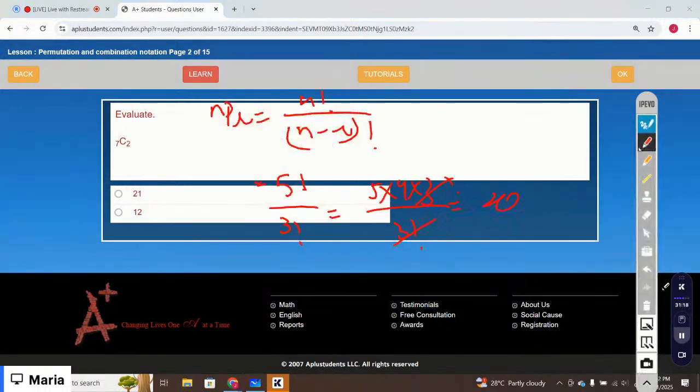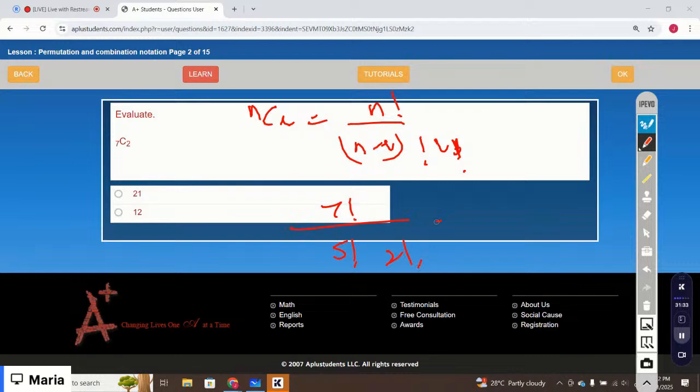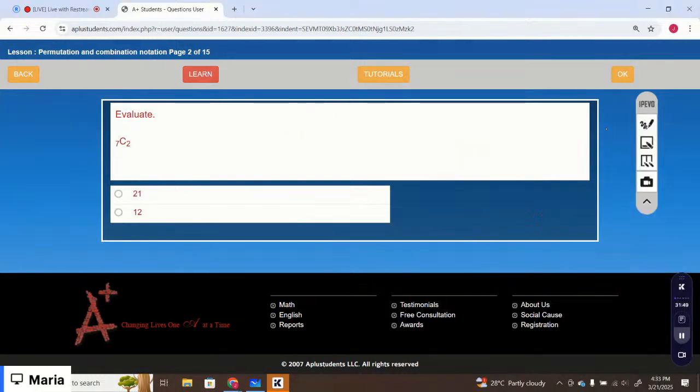7C2, you have to evaluate the combinations. So that is nCr, n factorial divided by n minus r factorial and r factorial. That is 7 factorial divided by 7 minus 2, which is 5 factorial, and 2 factorial. So 7 times 6 times 5 factorial divided by 5 factorial times 2 factorial. 5 factorial cancels out, and 7 times 6 is 42. 42 divided by 2 is 21.